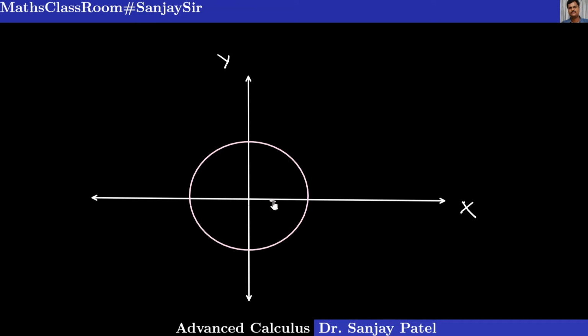So this length is 5, this length is also 5. So these points are say (5, 0), this is (-5, 0), this is (0, 5), and this is (0, -5). So the equation of this is x square plus y square is equal to 25.